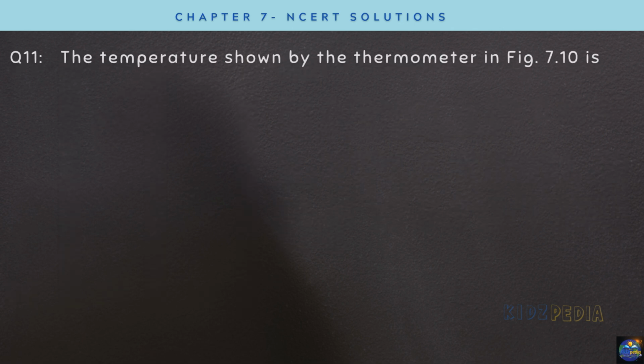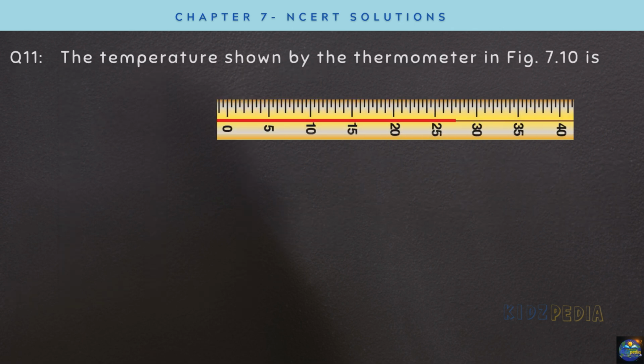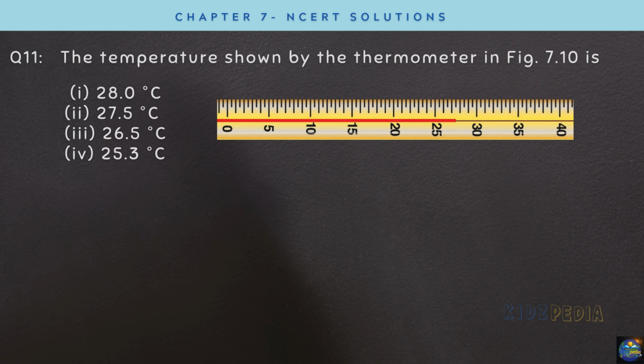Next question: the temperature shown by the thermometer in Figure 7.10 is... From the figure reading given, the liquid column of the thermometer corresponds to 27.5 degrees Celsius. Therefore, the correct answer is option 2, 27.5 degrees Celsius.